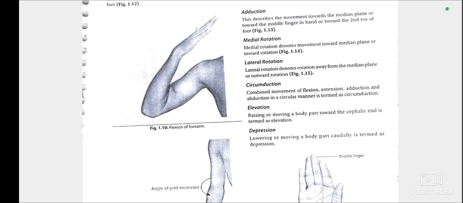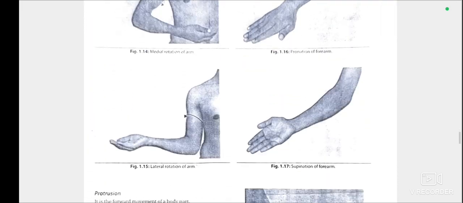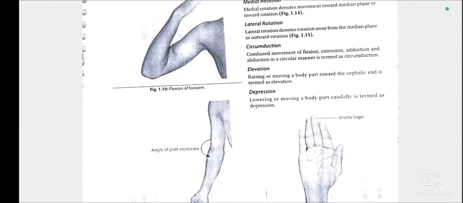Circumduction. It is the combined movement of flexion, extension, abduction and adduction. Adduction and abduction in a circular manner is termed circumduction. The combination of extension, flexion and abduction in a circular manner is termed circumduction.